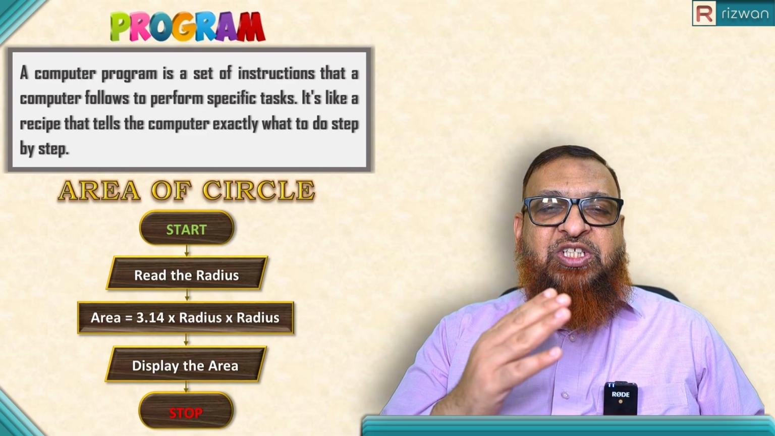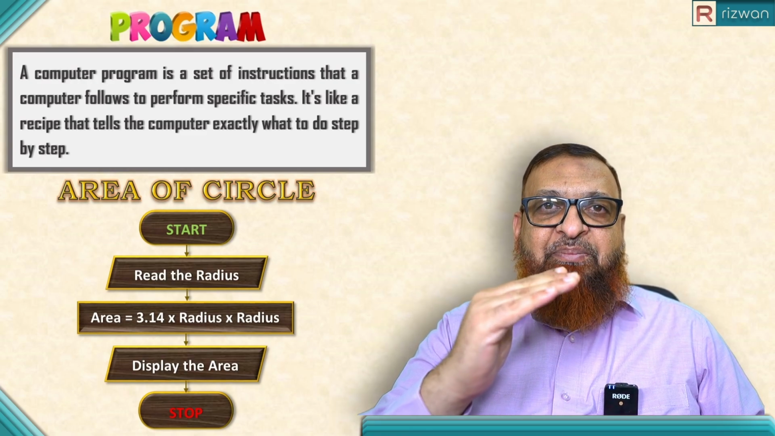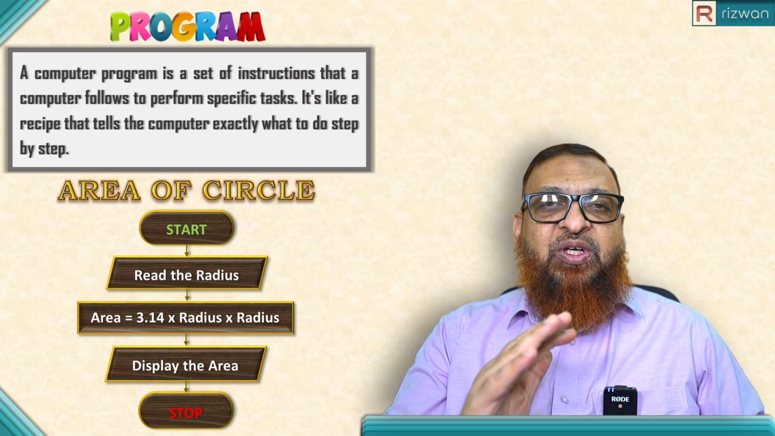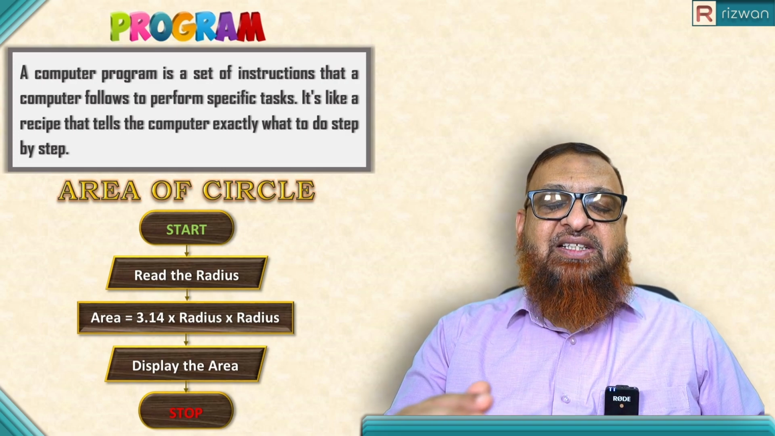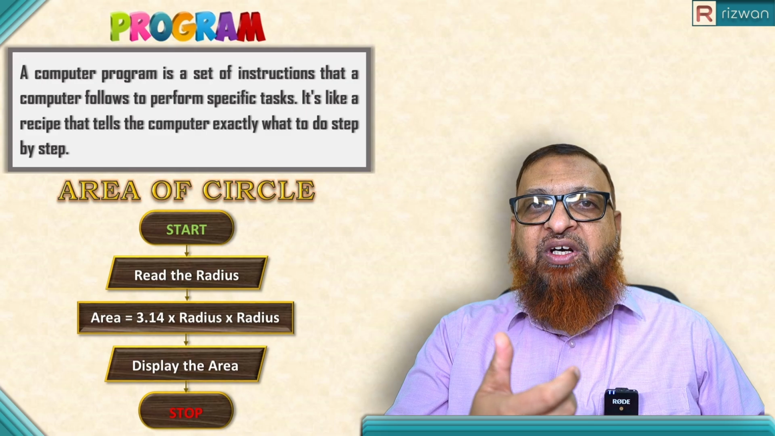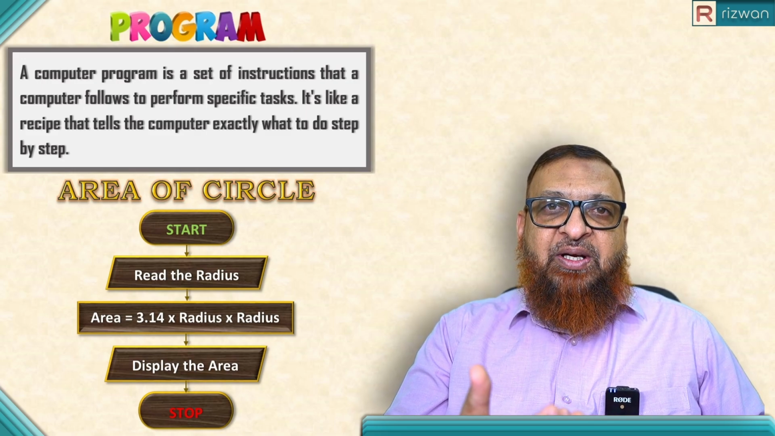First, we are going to see what is a program. A program is a step-by-step procedure to solve a particular problem. Let us consider the area of a circle. Area of a circle is what? A is equal to pi r square. Pi means 3.14, r means radius, right?